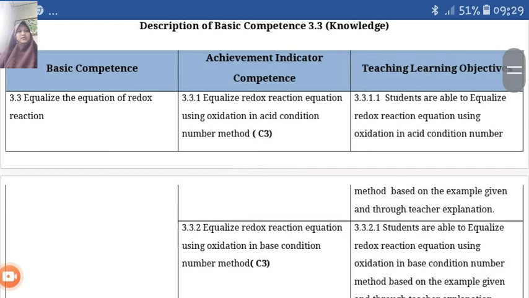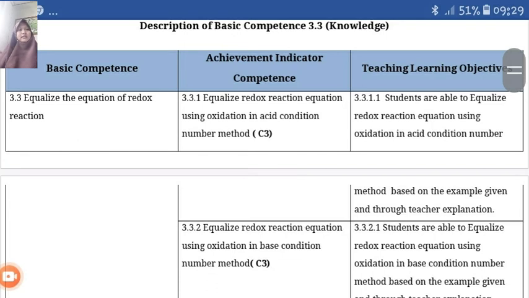We choose this indicator, we put this indicator on C3. And then the teaching learning objective is students are able to equalize redox reaction equation using oxidation number in acid condition method based on the example given and short teacher explanation.